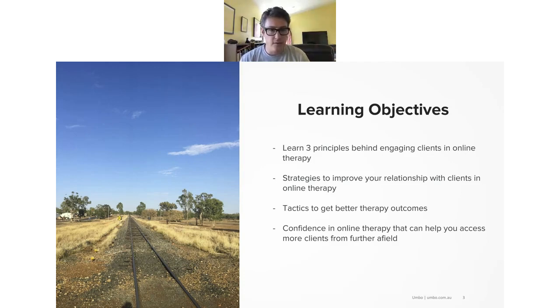And that'll include strategies to help improve your relationships with them, or ideas through the case example that we talk about, and as a result of that, to get better therapy outcomes and a bit more confidence. A lot of people who I've spoken with in the last 8 months or so have raised confidence as the major issue, the barrier for them to get good results and to feel really engaged themselves with online therapy.